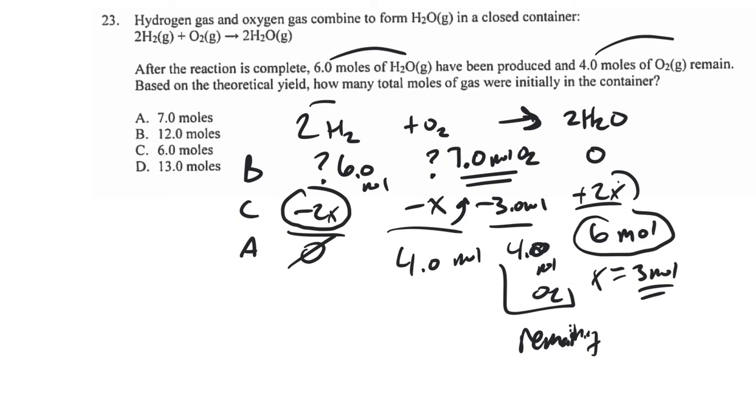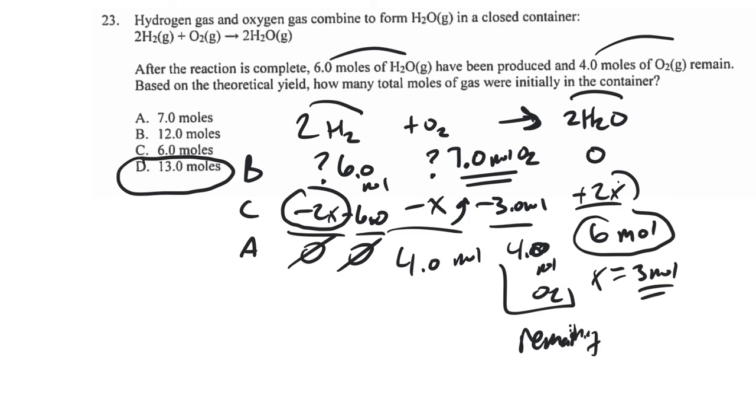For every 2 moles I lose, I make 2 moles of water. So it started with 6 moles of H2 and ended with 6 moles of water. So minus 6 moles here, 2 times x, down to 0. So I initially had 13 moles of the reactants H2 and O2 present.